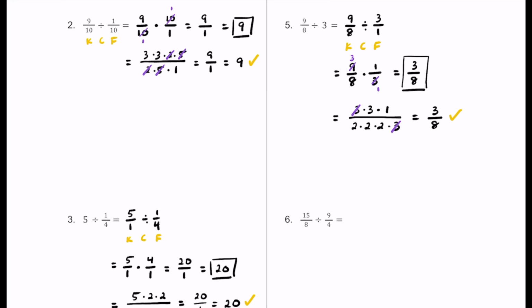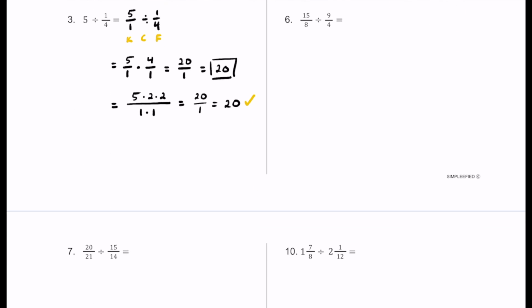All right. Moving on to number 6, we have 15/8 divided by 9/4. So this one, I think we can actually just go ahead and keep, change, and flip right from the beginning because we already have a top and a bottom for both. So we can rewrite this as 15/8. We're going to keep that, and then we're going to change division to multiplication, and the reciprocal of 9/4 is going to be 4/9.